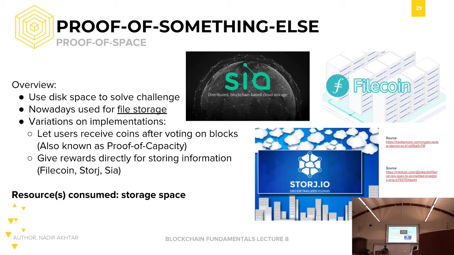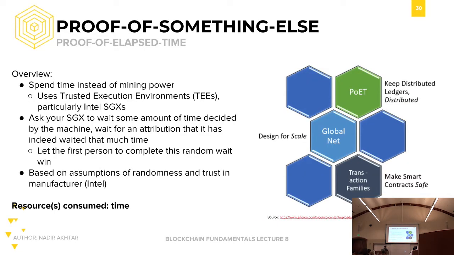So the resource here that's consumed is the storage space. And then finally, proof of elapsed time. So we know proof of work to be a way by which we enforce this random lottery among different miners who are trying to be elected to propose a block. Well, why do we need to burn this energy if we can enforce this random lottery in a different way? Why not spend time instead of mining power?